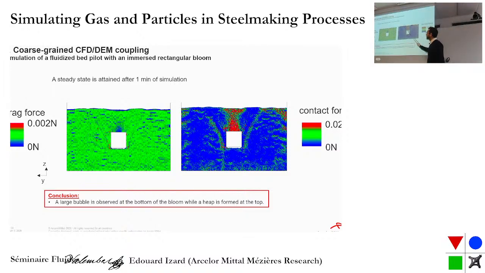So we attain a steady state with this simulation after 1 minute. And here on the left side, you see the particles colored by the drag force, and on the right side, the particles are colored by the contact force. So what you can observe, there are several things. You have less drag force at the top. You have built some contact forces, and more contact forces at the top. And you have a sort of bubble at the bottom.